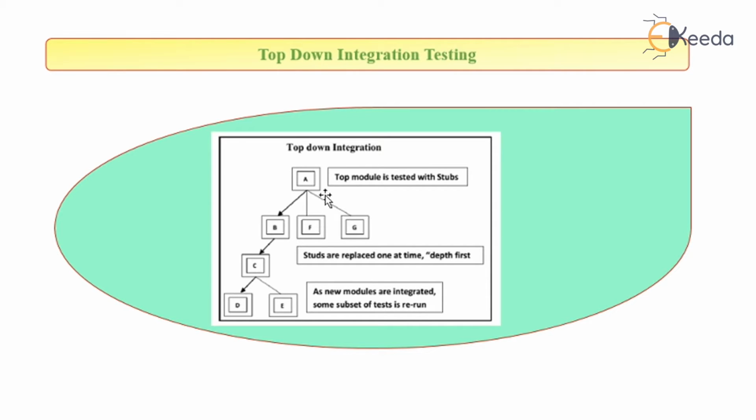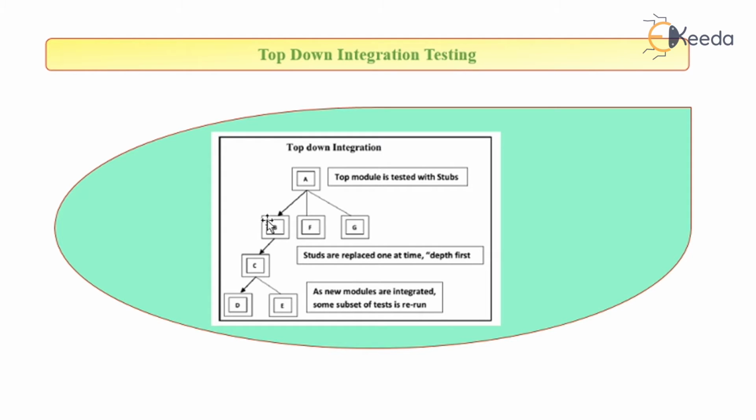Suppose A is a larger unit which is integrated from individual components or modules. A is first tested using the set of stubs. After that, it is segregated into units B, F and G. Then each of these units is tested one after the other. After A, B is tested, then F, then G.